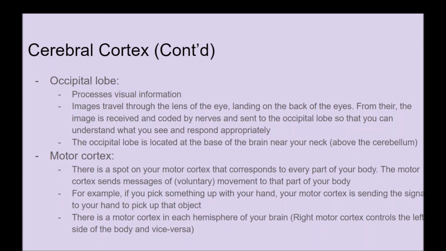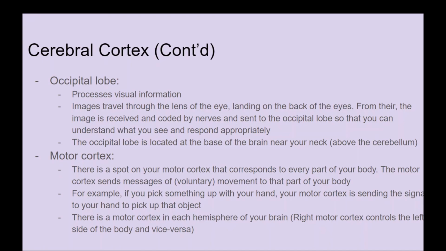The motor cortex, now we're going to start talking about the cortices. There's a spot on your motor cortex that corresponds to every part of your body. The motor cortex sends messages of voluntary movement to that part of your body. So there's a part of your motor cortex that corresponds to your hand, to your leg, to your feet, every part of your body that can move voluntarily, and it sends messages of voluntary movement to that part of your body.